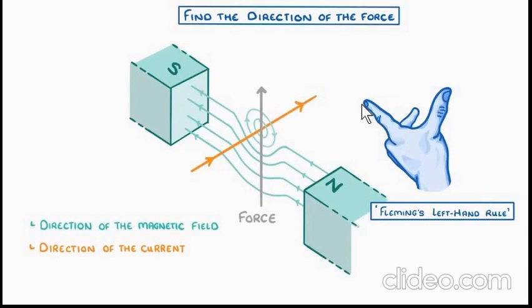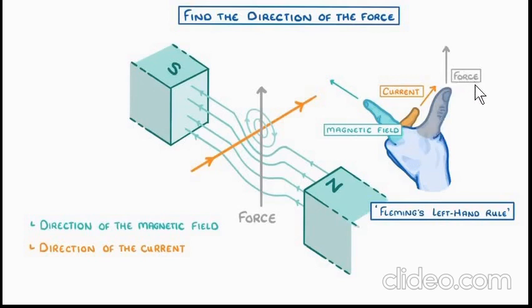The first finger represents the direction of the magnetic field. As you can see over here, the magnetic field is from north to south. So the first finger is also representing the same line. The direction of current is like this, towards inside. So the second finger represents the current direction. And the third finger, or the thumb, represents the force, or the direction of the resultant force, which is caused by the interaction of these two magnetic fields.